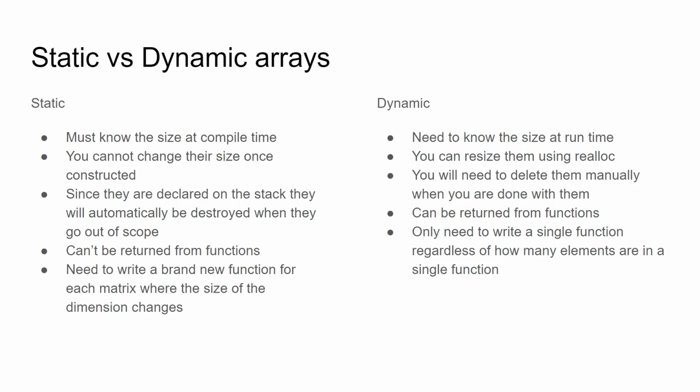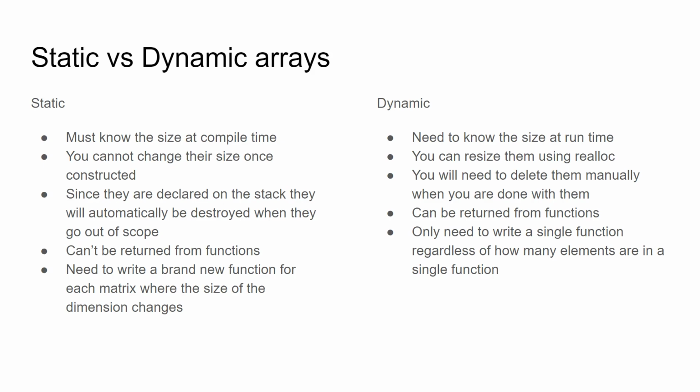So here's static arrays versus dynamic arrays. Static arrays, you have to know the size at compile time. But dynamic arrays, you only need to know the size at runtime. Static arrays, you can't change their size. Dynamic arrays, you can resize them. Static arrays are going to be constructed on the stack. Dynamic arrays, once you're dynamically allocating the space, will be on the heap.